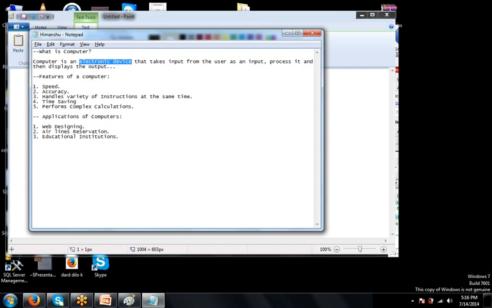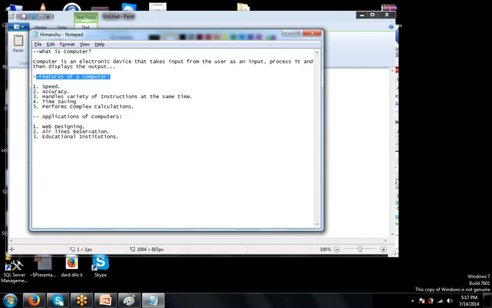Then let's see what the features of a computer are. The first point is speed. A computer can do millions of calculations at a very fast speed. As human beings, we can do calculations only in a limited time, but a computer can do them at high speed. So this is the main quality of a computer, right?